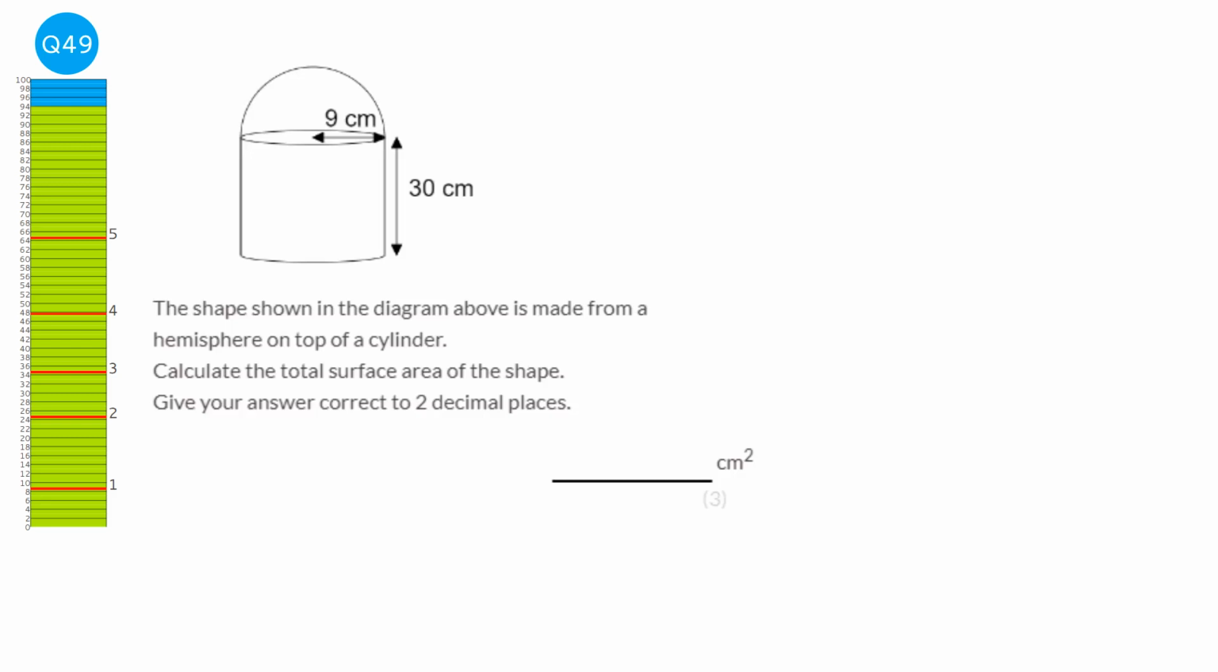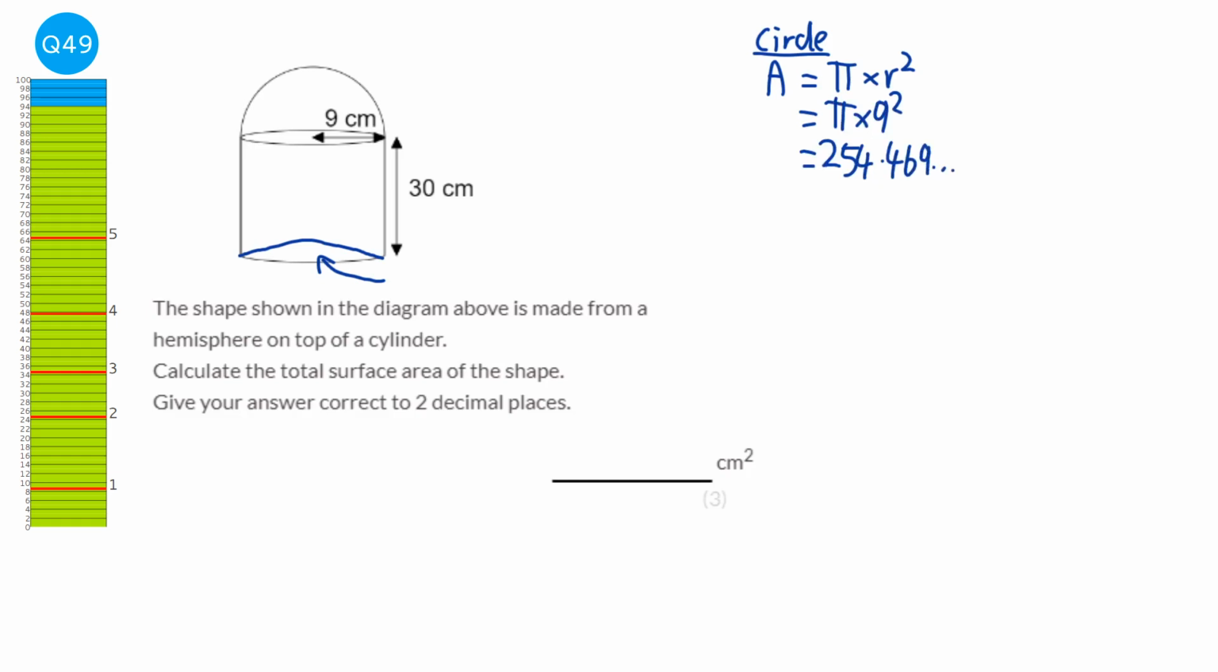So there are three parts that we need to find the area of. We're going to start with the easiest bit first, this circle at the bottom here. Okay, so the circle area is just going to be pi times r squared, and the radius is given to us at the top, which is 9, so it's just going to be pi times 9 squared, and that would be 254.469 blah blah blah. Or we could leave it as 81 pi.